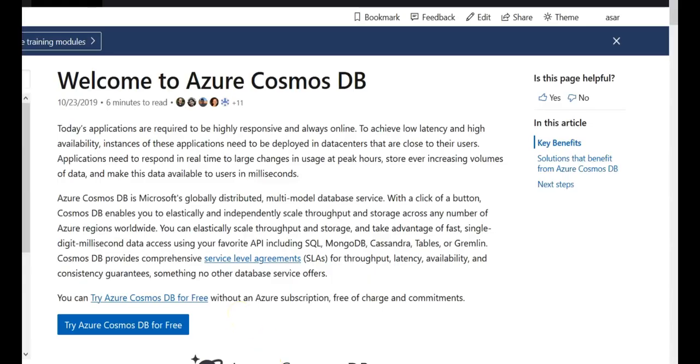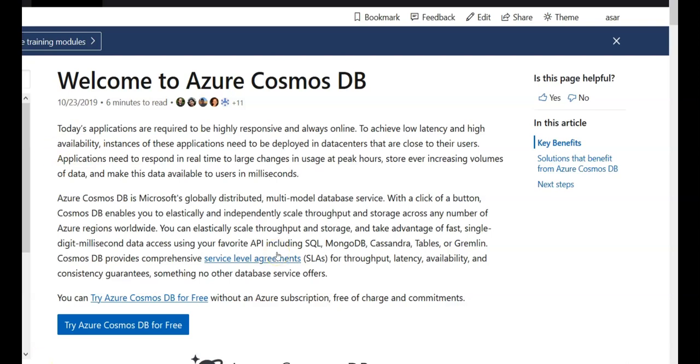Here it is. Welcome to Azure Cosmos DB. It says today's applications are required to be highly responsive and available and always online. To achieve low latency and high availability, instances of these applications need to be deployed in data centers that are close to their users. Applications need to respond in real time to large changes in usage at peak hours, store ever increasing volumes of data, and make this data available to users in milliseconds.